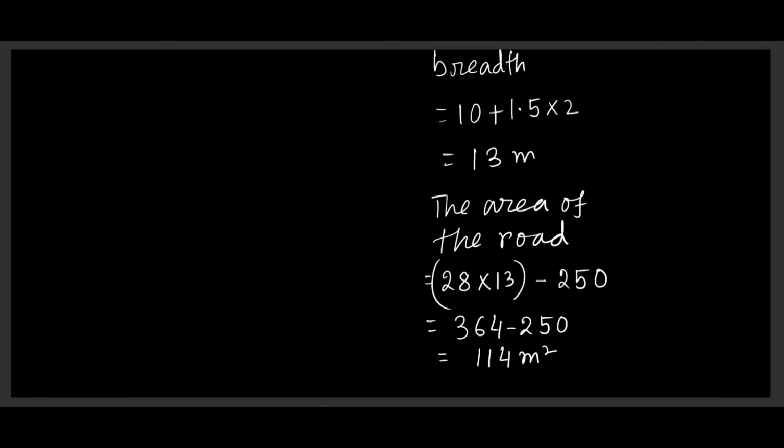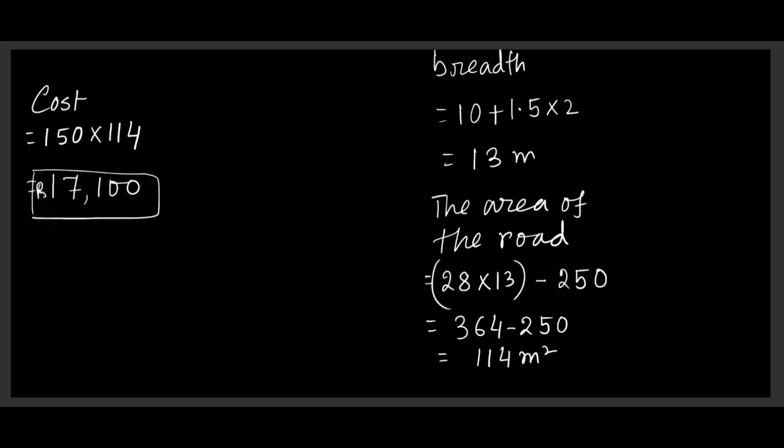Now the cost of making this road is rupees 150 per square meter. Total cost will be 150 into 114. Now this will be 17,100 rupees. So the cost of making the road is 17,100 rupees, and this is our answer.